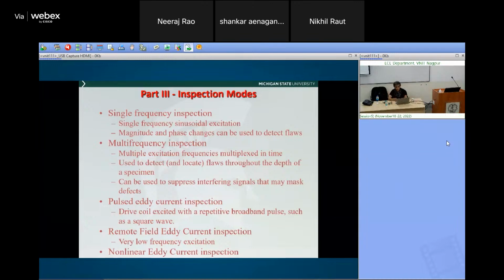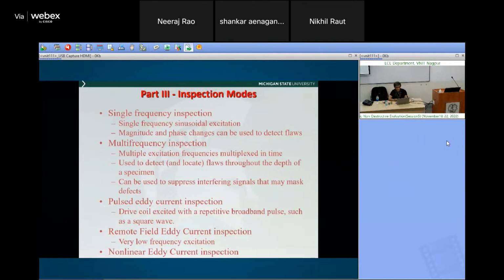Then the other mode is multi-frequency. So you can excite a coil at more than one frequency, either by time multiplexing or by a single sinusoid. You can combine more frequencies in the excitation signal, and at the output you can filter out different bands and get the signals.